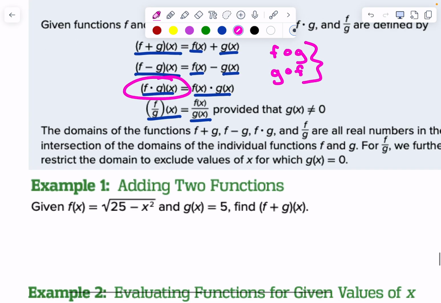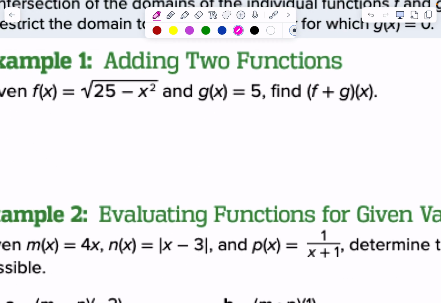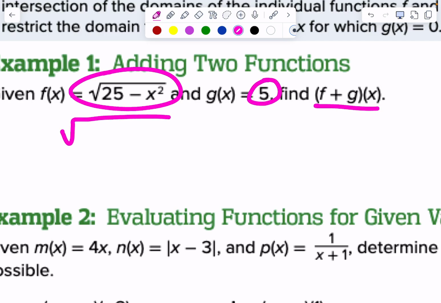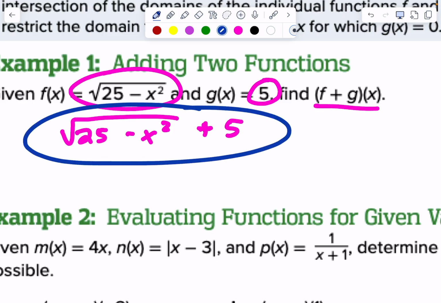Okay, so here's what we've got. Adding two functions together. They want us to take f plus g. F is this square root function. G is this one right here. So when we add them together, we've got the square root of 25 minus x squared, plus 5. Now what do we do? Nothing. We can't put them together. One's outside of the square root, one's inside, so there's nothing we can do. Done. You combine like terms if you can, but the 5 can't go underneath the square root.